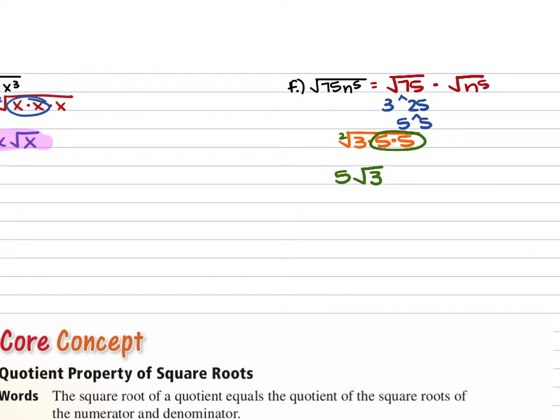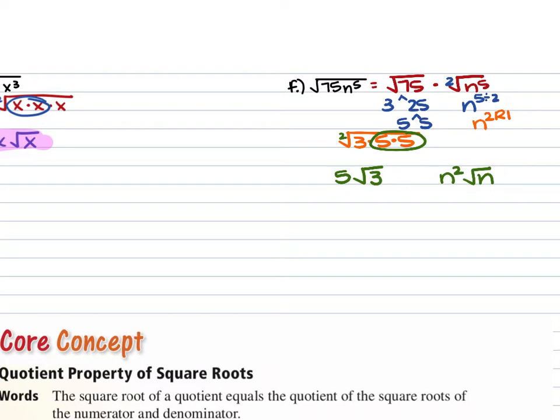Now, moving back to that square root of n to the 5th power. My invisible index is 2. So we said that another way of doing this, instead of writing out n times n times n times n times n underneath the radical and pairing up sets of 2, I can take that index, which is an invisible 2, and divide the power by that index, which means I'm going to have n to the 5th power divided by 2. Whatever my remainder is going to stay underneath my radical. Whatever is not my remainder goes out in front of the radical. So if I do 5 divided by 2, I'm left with 2, remainder 1. So my n squared is going to go outside the radical. The 1 that's left over stays underneath the radical.